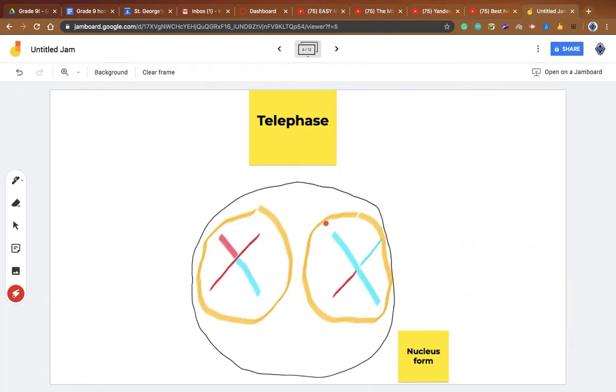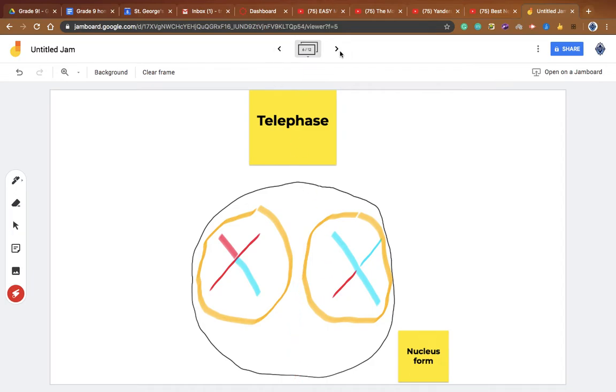So after anaphase, we go to telophase 1. So here we can see that the nucleus has formed. The chromosomes are on opposite sides, polar sides of the cell, and they are in their own nucleus and getting ready to split. So also in telophase, we see that the cell will now split in half, and it will move on to PMAT number 2.